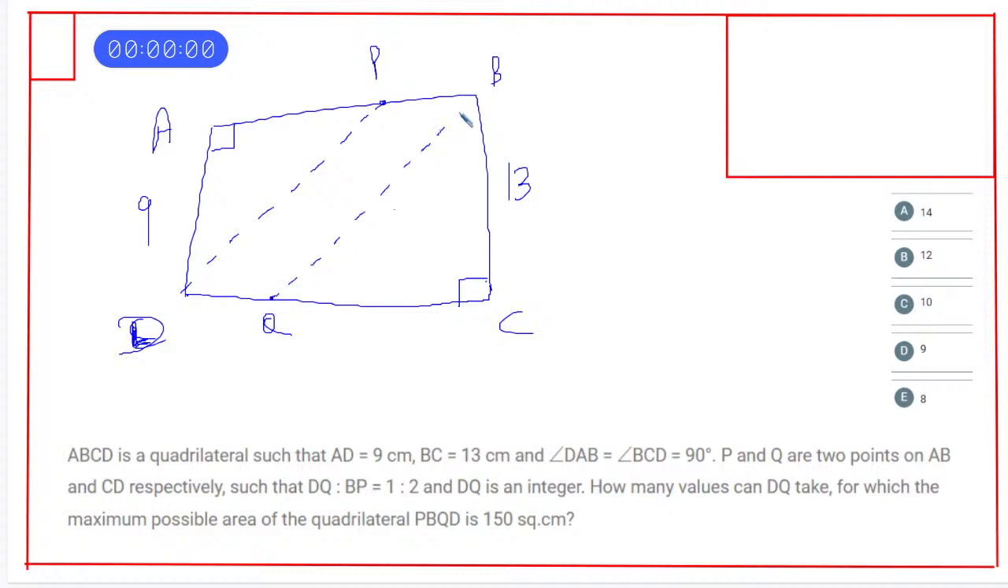And then we have to make this quadrilateral, right? DQ and PB, if DQ is X, then PB is 2X. The ratio is 1:2. DQ is an integer, so the X value is an integer. How many values can DQ take? So how many values for X, for which the maximum possible area of the quadrilateral PBQD is 150.